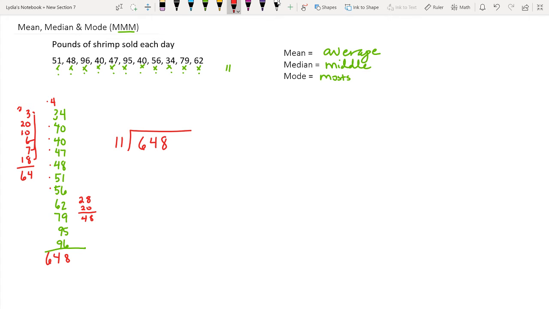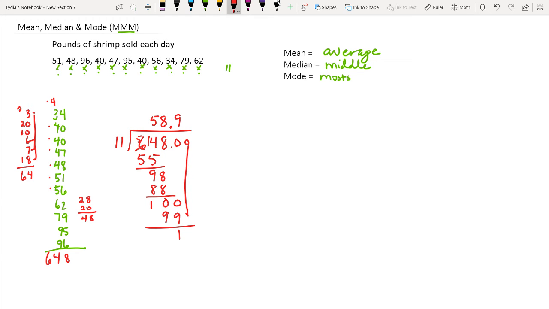11 will go into 64 5 times. When I subtract here, I have 98. Oh, so close. We'll go into that 8 times. Now, technically speaking, because we want accuracy, I'm going to add my decimal so I can bring down another 0. Let's go a few more times here. So 99 is 1. This is a great one here.